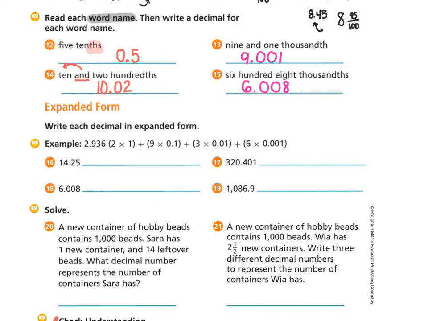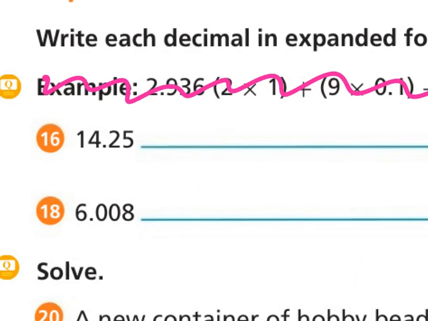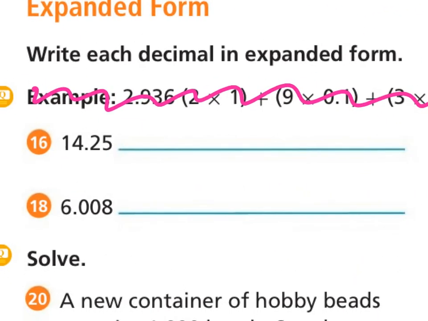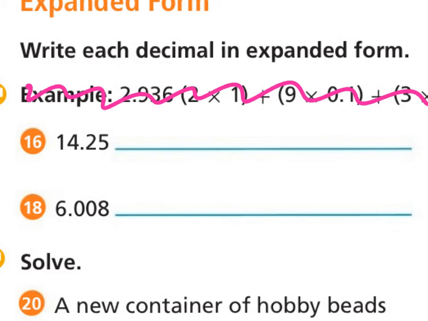The last form that we're going to be talking about today is expanded form, and I actually want you to cross out the example because I don't like the way that the book does the expanded form. I want to show you how I would like you to do your expanded form. When I'm looking at the number 14 and 25 hundredths, I want you to break it apart into place values.